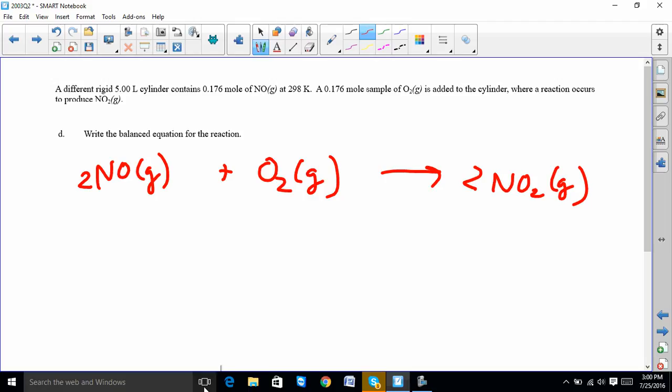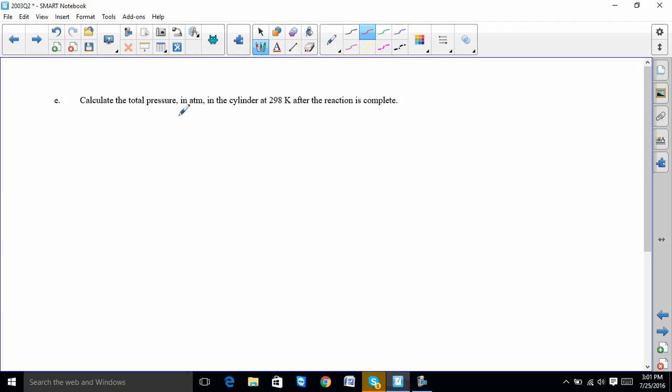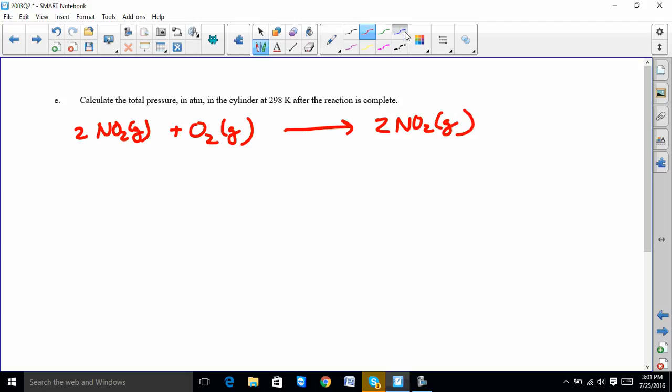The next part says calculate the total pressure in atmospheres after the reaction is complete. Okay, so this is a very tough problem. So we have 2 NO gas plus O2 gas goes to 2 NO2 gas. Now, let me tell you why this is difficult.